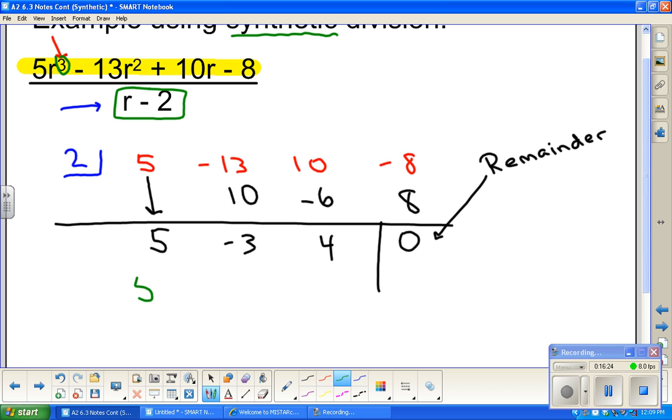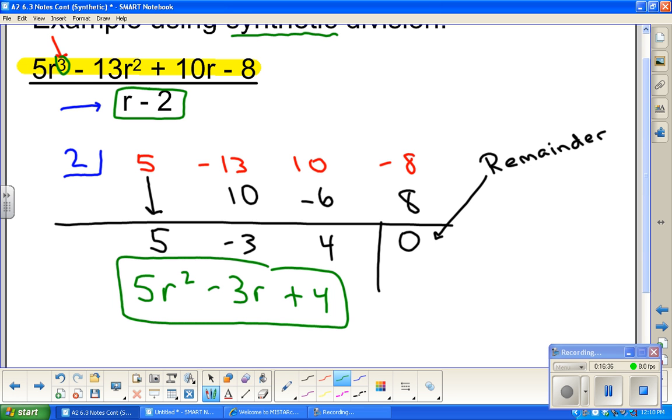Our answer is 5r squared minus 3r to the first, and then a positive 4. Those coefficients in the bottom row of our chart are the coefficients to the answer. Okay? Yep, because that comes from here, right? Yep. Okay.